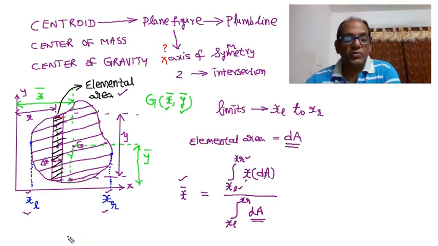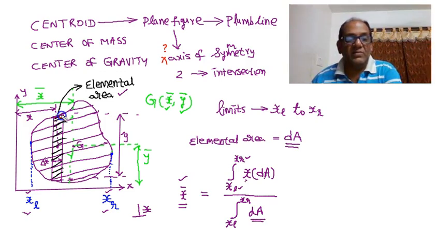Note here two things. To find the x coordinate of the centroid of this plane figure, we took an elemental area which is perpendicular to the x-axis. That is one important thing that you need to remember. And the second thing you need to appreciate is the approximation that we take. For example, this area is not exactly rectangular.